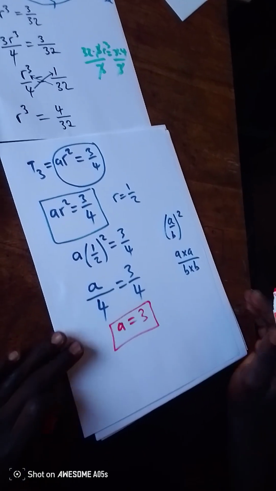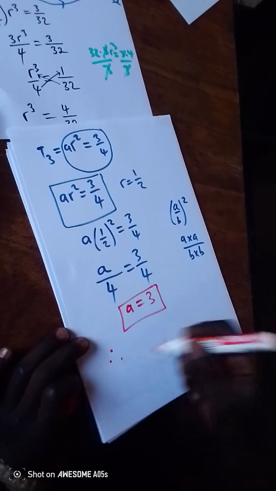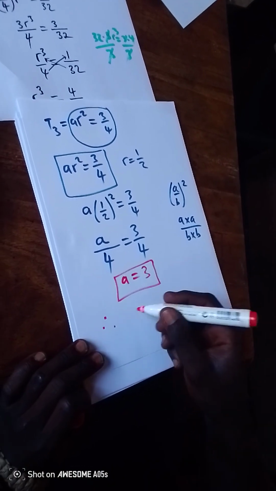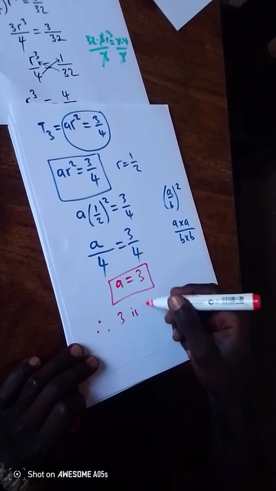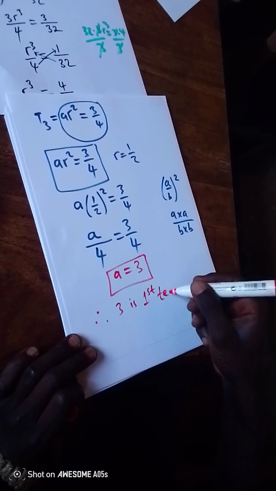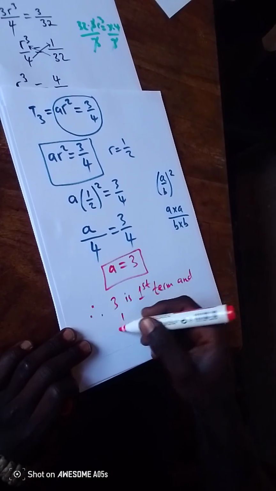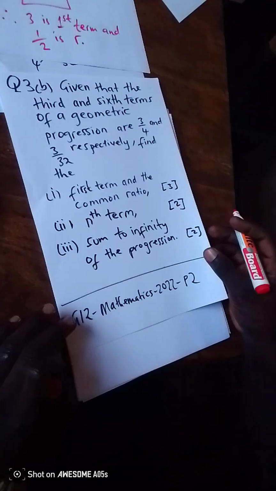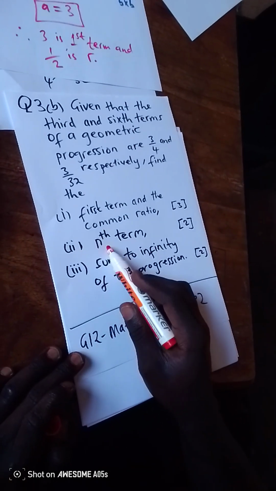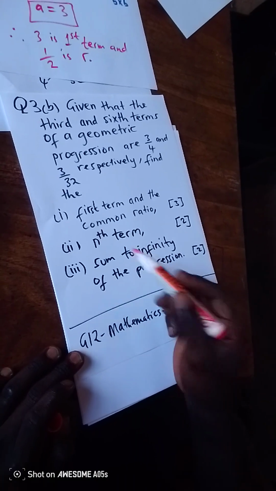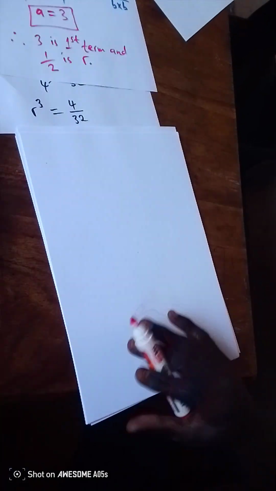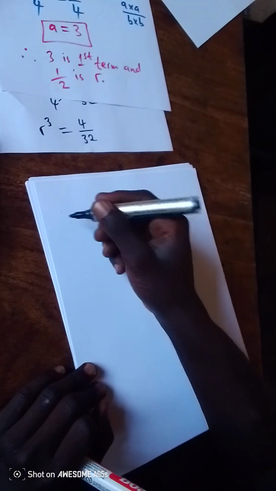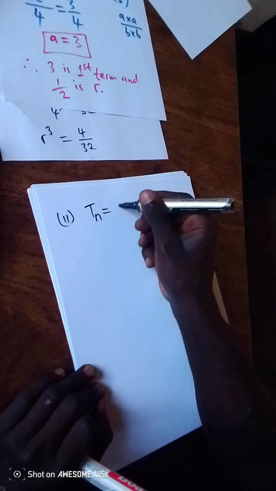So in this case we have managed to find the first term and the common ratio. Therefore 3 is the first term and 1 over 2 is the common ratio, which is r. Then if we get back to our question, there is also this question which is saying find the nth term. So to find the nth term, we simply get the formula for finding any term of a GP. So to find any term of a GP, we use this formula.